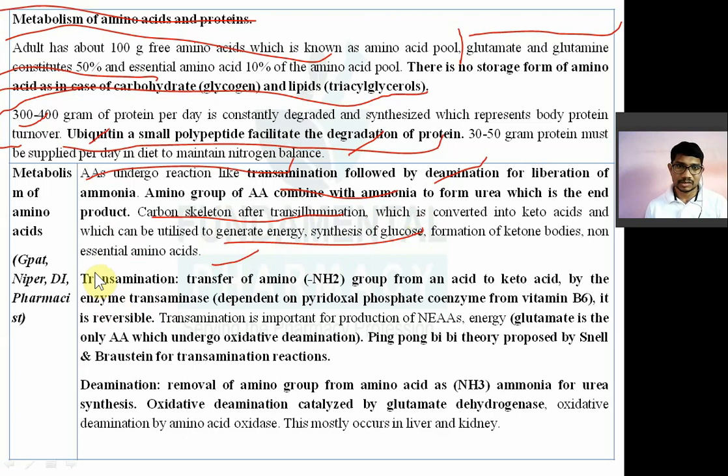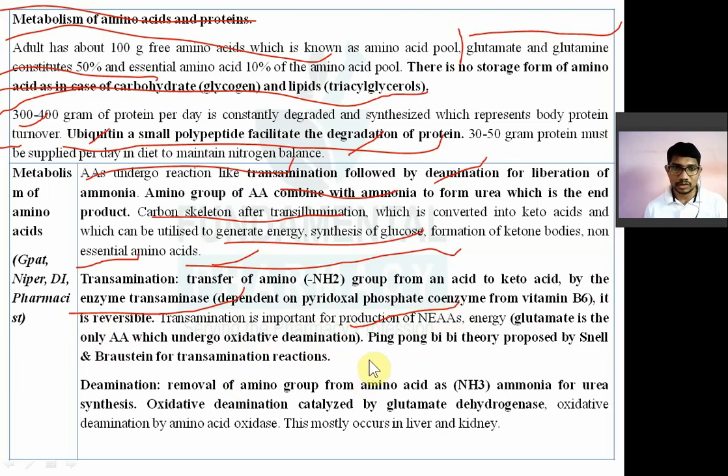What is transamination? Transfer of an amino group from an amino acid to a keto acid, by the enzyme transaminase. This is dependent on pyridoxal phosphate, a coenzyme required for transaminase. It is reversible, and transamination is important for production of non-essential amino acids, energy, and ketone bodies.